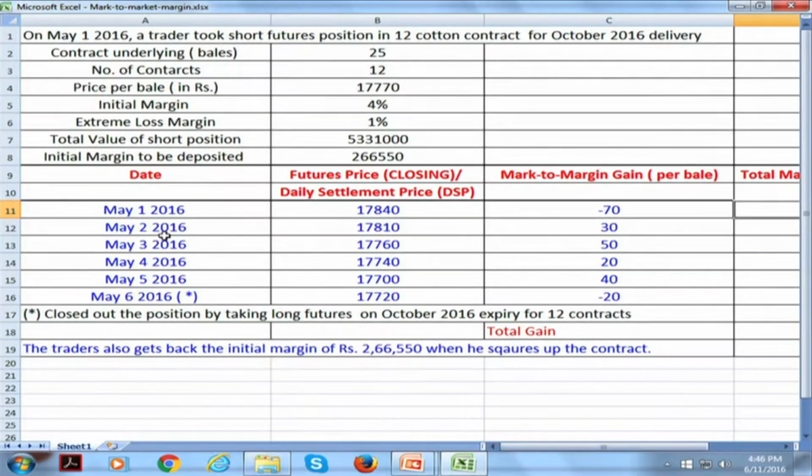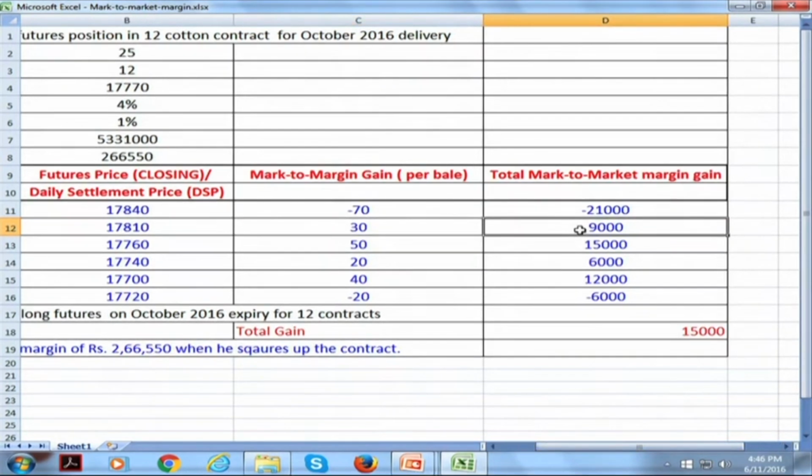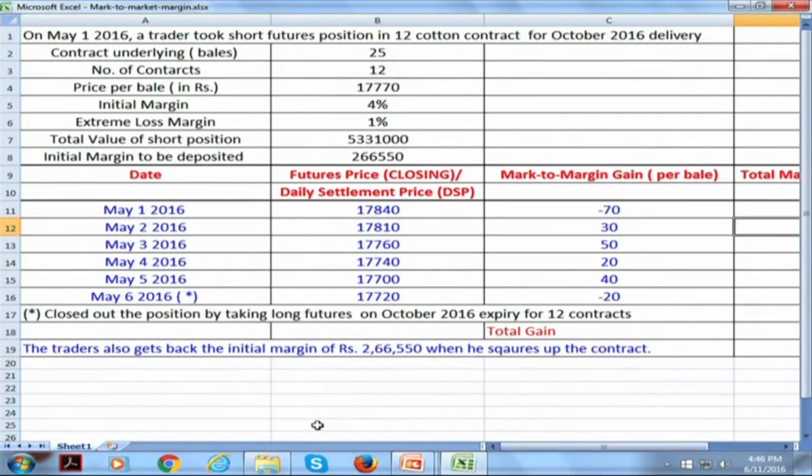Similarly, let us say on May 2nd, this contract closed at 17,810. When we are comparing this price, because 17,770 will no more be relevant, when we compare 17,810 with 17,840, this cotton producer now has a 30 rupees gain. So he will be getting 9,000 from the counterparty. This process goes on till this cotton producer squares up the position.